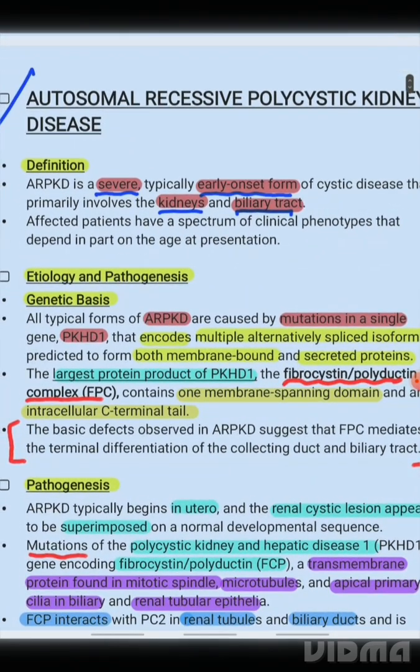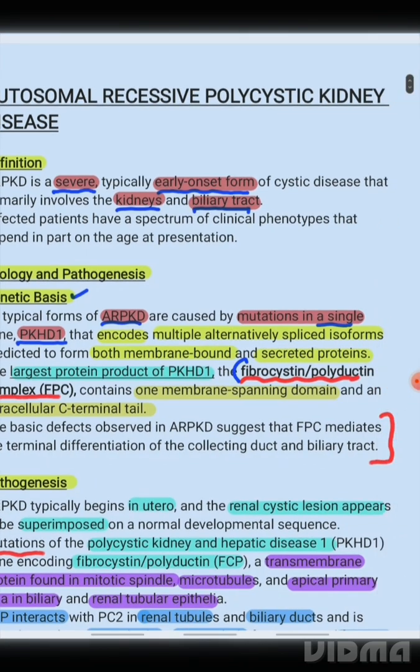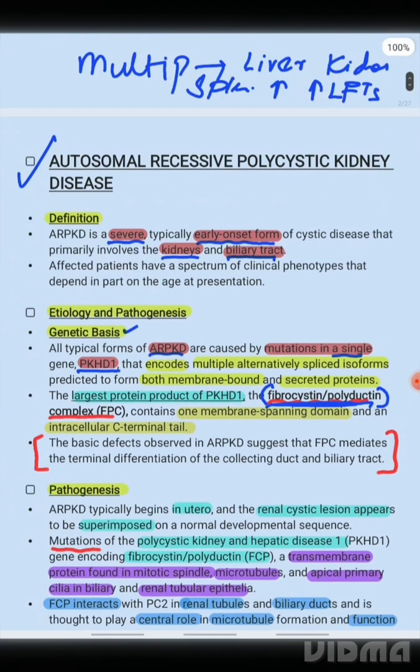Okay, so if we talk about the genetic basis, it's a recessive condition and it's a single gene mutation, and primarily the gene is PKHD1, polycystic kidney hepatic disease 1, and the largest protein product of this is the fibrocystin polyductin complex. This is the most important protein product which you need to remember, because it's often asked. What is its configuration? It has one membrane spanning domain and an intracellular C-terminal.